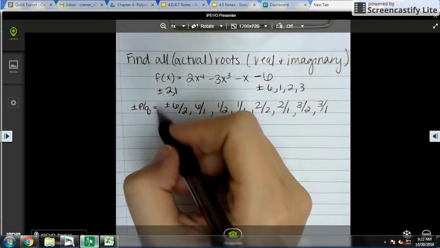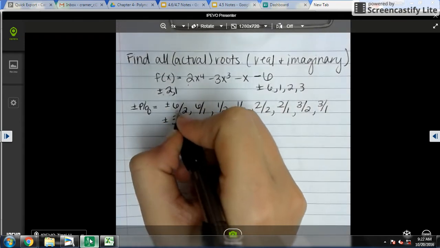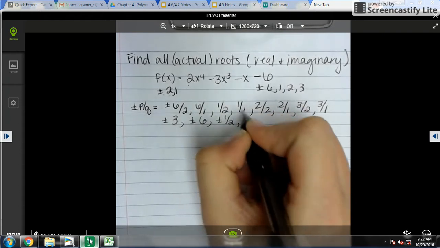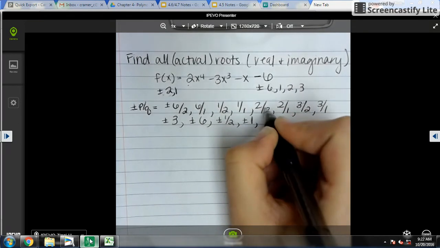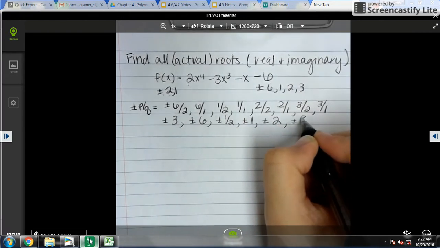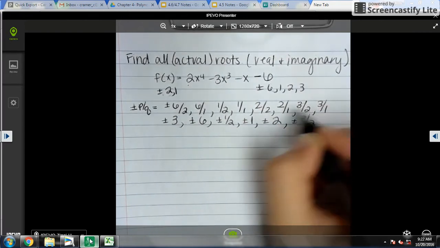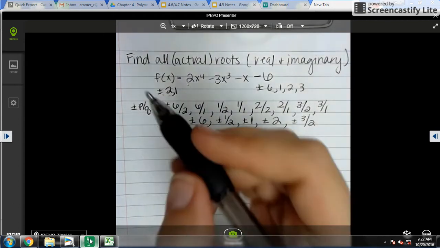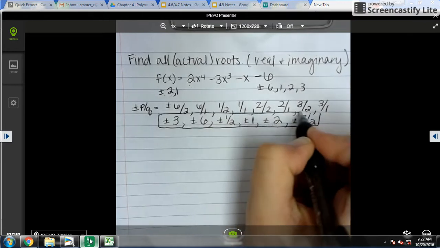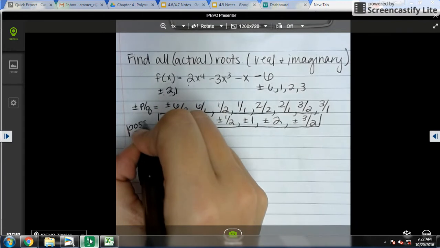And if we simplify these, we get plus or minus 3, plus or minus 6, plus or minus 1/2, plus or minus 1. This is 1 again, plus or minus 2, plus or minus 3/2, and plus or minus 3, which we already have. So these are our possible roots. And if it asks for just possible, we would be done. But it asks for actual.